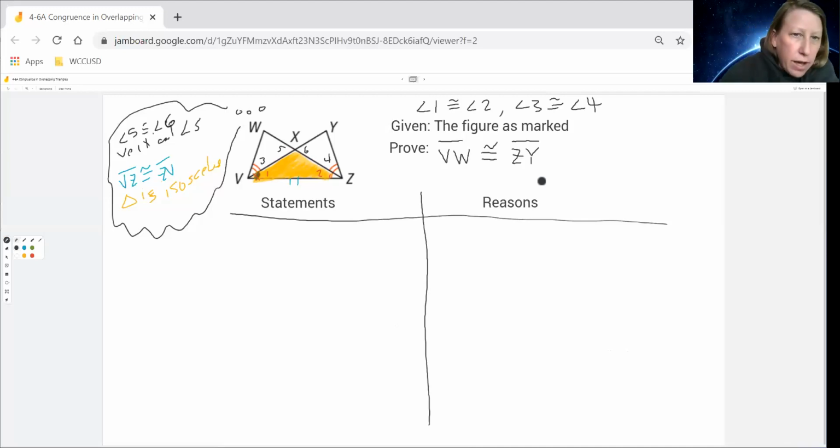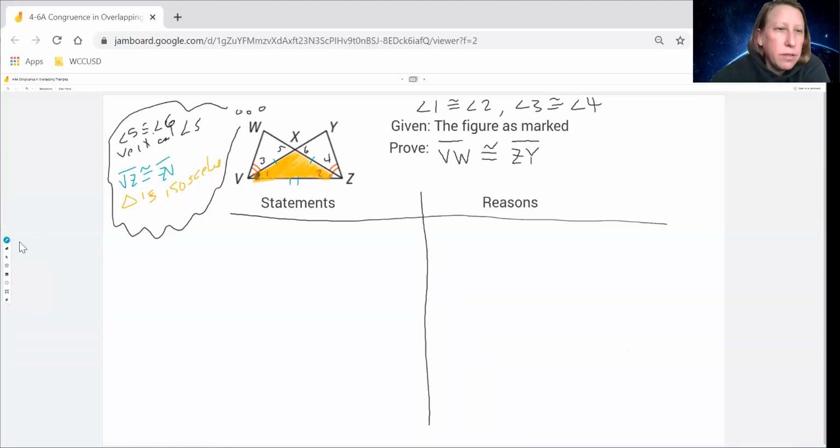If I have that, then I'll be allowed to say that these two are the same if this triangle is isosceles. And if those two are the same, do I have enough to prove any triangles are congruent in here?